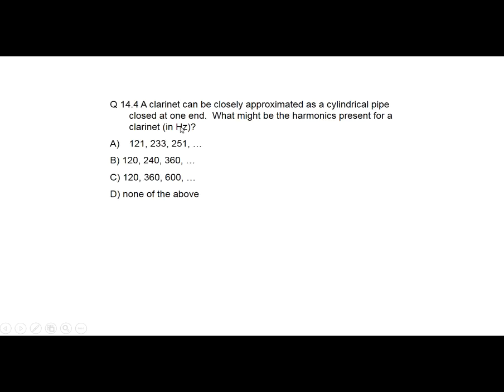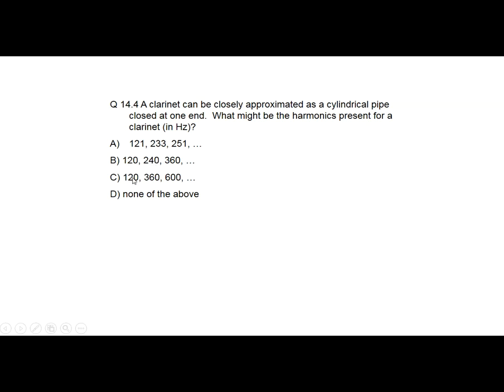So let's practice now. If I had a cylindrical pipe that was closed at one end, such as a clarinet, what might be the harmonics present for this clarinet in hertz? So you could look at this here and think, oh, well, we weren't really given a length here, so how do we figure this out? Well, let's go back to remembering what the rules are. For a pipe that's closed at one end, you can only have odd harmonics, which means that if you take 121 and you multiply 3 times that, it's definitely not going to be 233, so that one's out. 120, 3 times that is 360, so that's not it either, because this has an n equals 2.